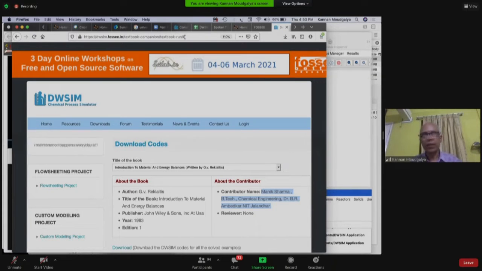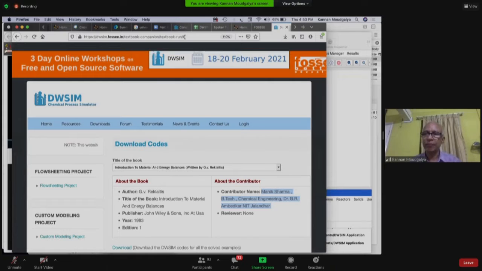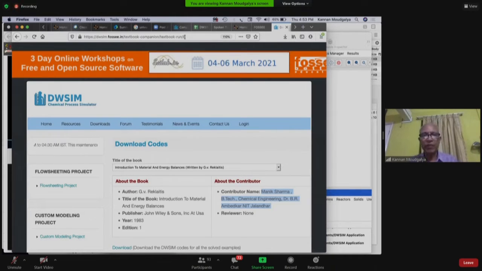If I'm not mistaken, I think there were two students from Shastra. One went to University of Pennsylvania to do his master's degree and maybe PhD afterwards, and he shared the Scilab textbook companion. By the way, we call this textbook companion: every solved example in the book is coded using this software. Here it is the DWSIM textbook companion. There it was the Scilab textbook companion.